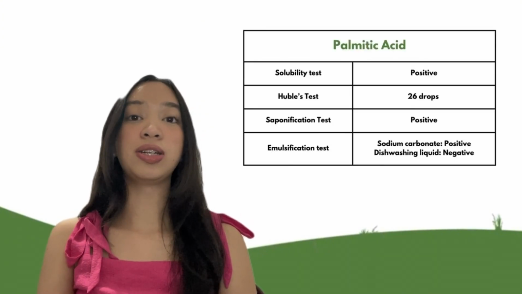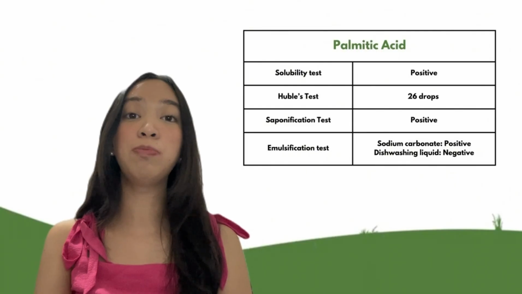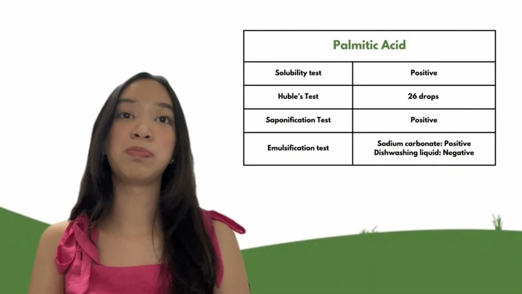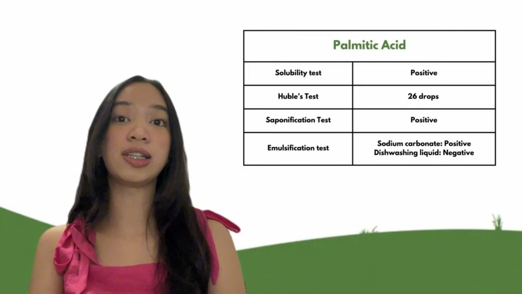After performing the qualitative tests for lipids, the physical changes were observed, and the results were tabulated. For palmitic acid, it was observed to be soluble in nonpolar and insoluble in polar solvent, which is in line with the expected result since it is a lipid.